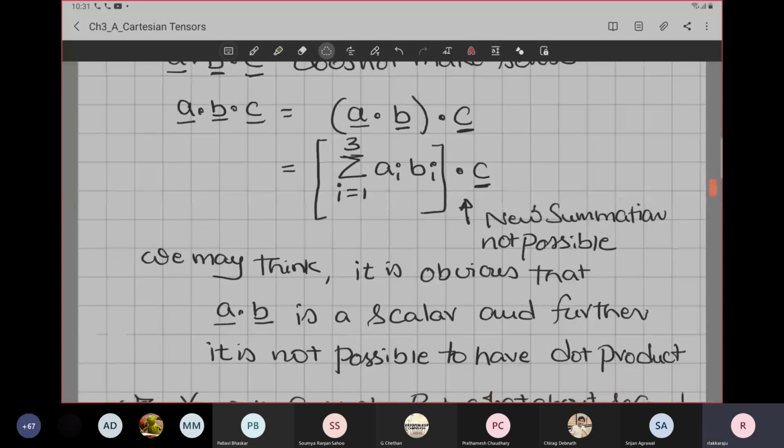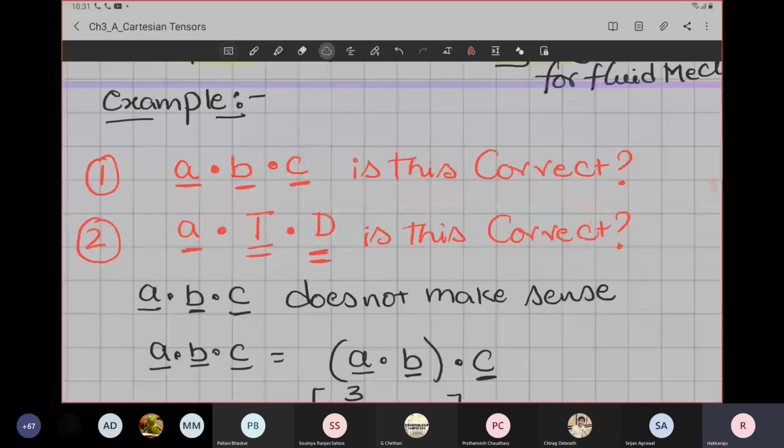Let us look at the second one. What about this? A bar dotted with T, a tensor of rank 2, dotted with D bar. Can you see my screen? Hello. Sir, I am seeing some other portion. How about this? Yes, sir. It's okay.